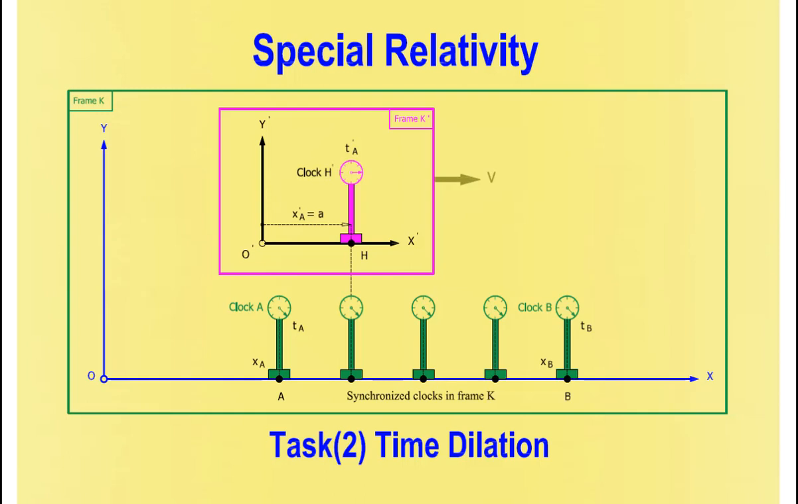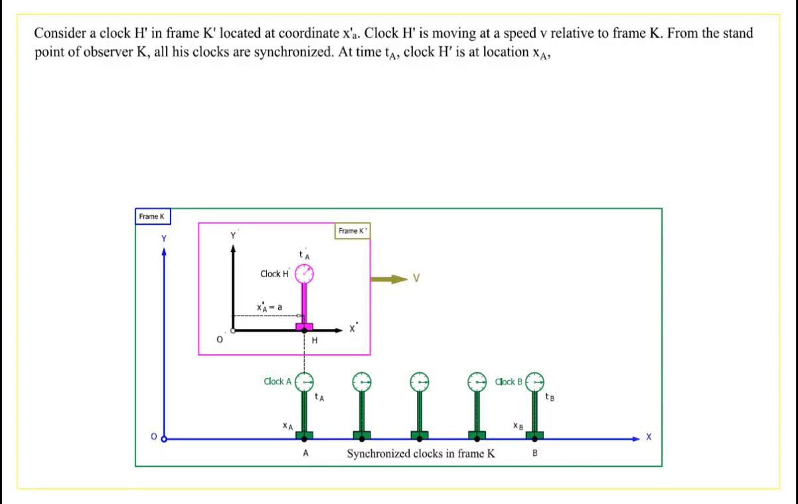Special relativity. Time dilation. Consider a clock h' in frame k' located at coordinate x'(a). Clock h' is moving at a speed v relative to frame k. From the standpoint of observer k, all his clocks are synchronized. At time ta, clock h' is at location xa.